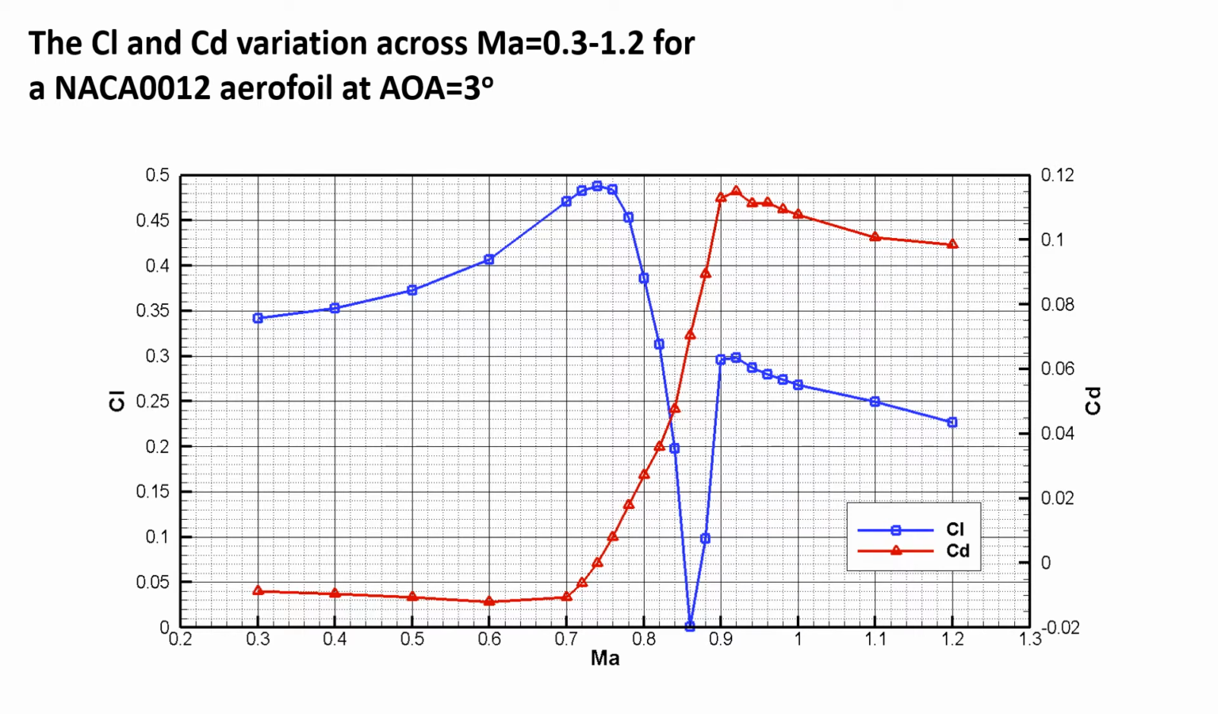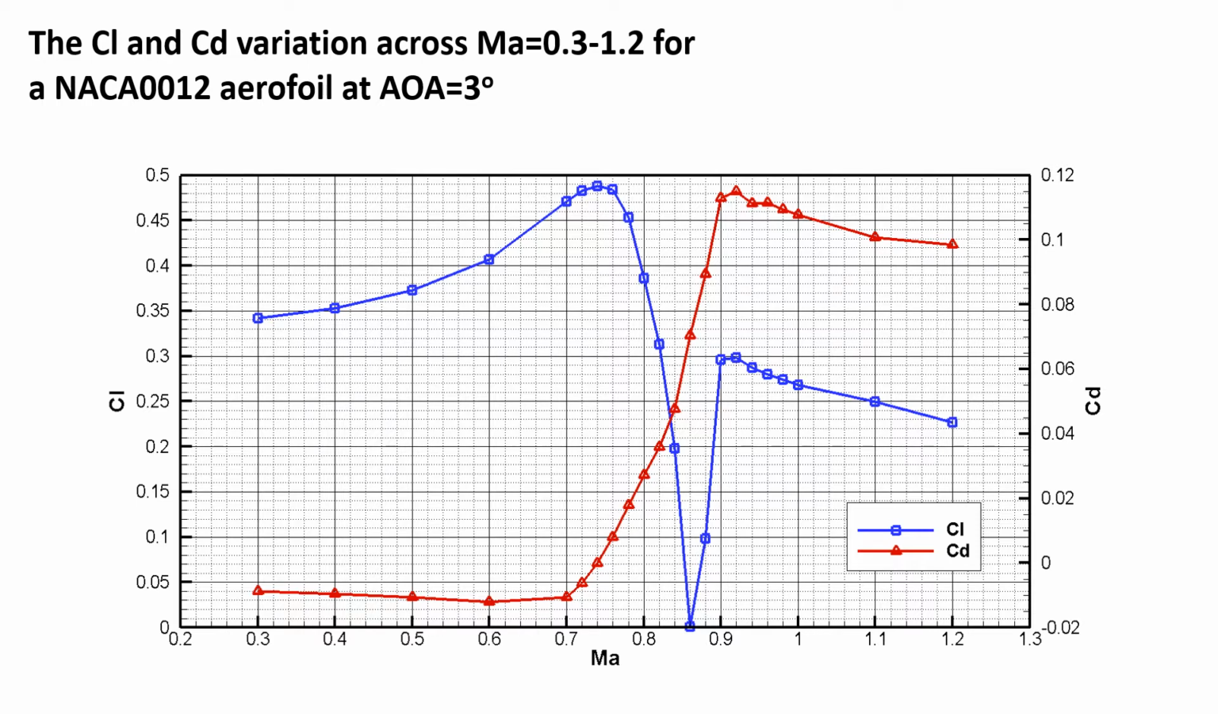This is a simulation result of the CL and CD variation across a Mach number between 0.3 and 1.2. The aerofoil is a NACA 12 aerofoil, and the angle of attack is small, about 3 degrees. The simulation was performed through ANSYS Fluent, and the details are not given, just an aerofoil. Maybe I can give them later. The Mach number range is from 0.3 to 1.2, and the blue curve is the lift coefficient and the red curve is the drag coefficient.